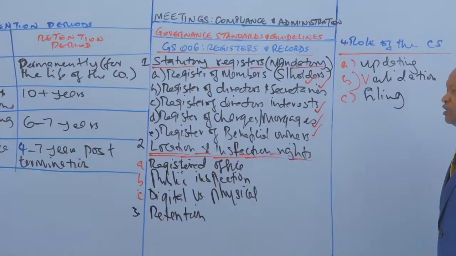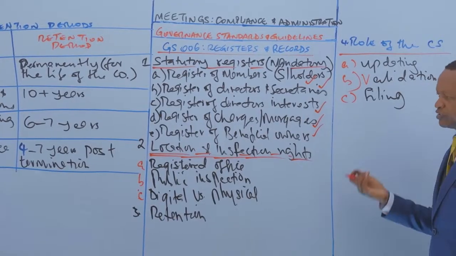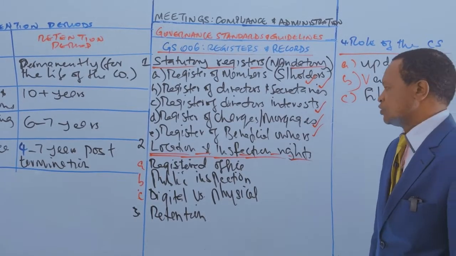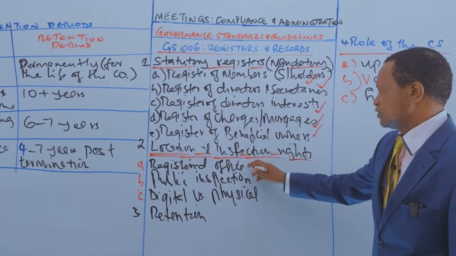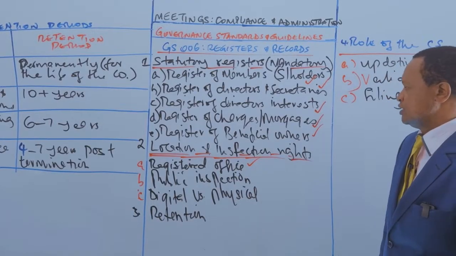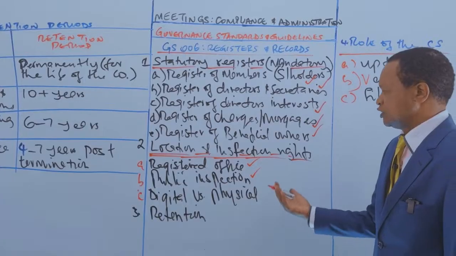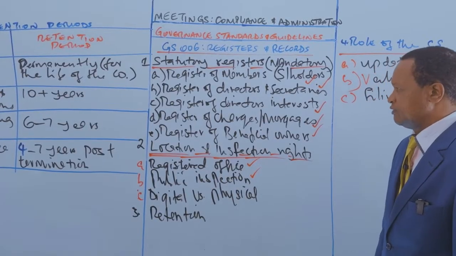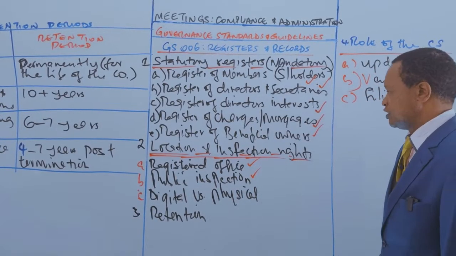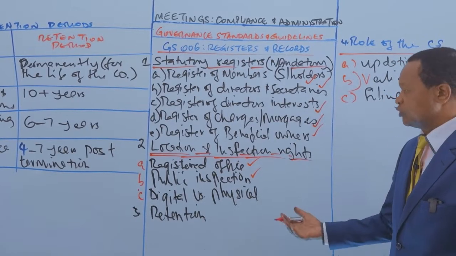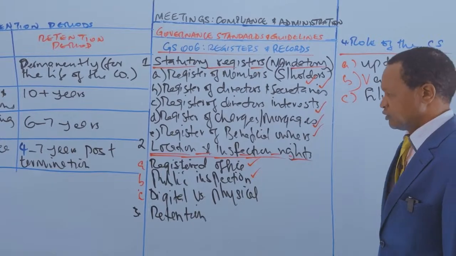We've also discussed the location and inspection rights of these records. These records must be kept at the registered office of the company. There is also public inspection. The shareholders have a right to inspect these records without any charge. Members of the public may be required to pay a small fee or to state the reason why they need to inspect the records.